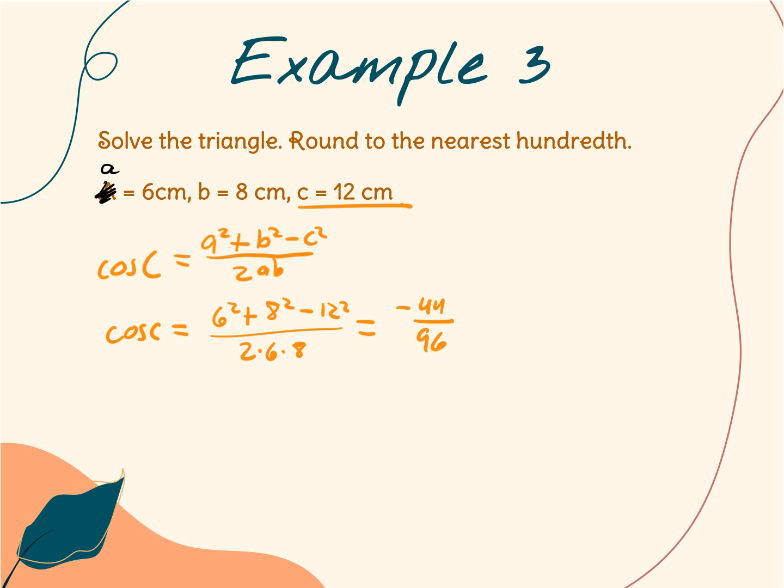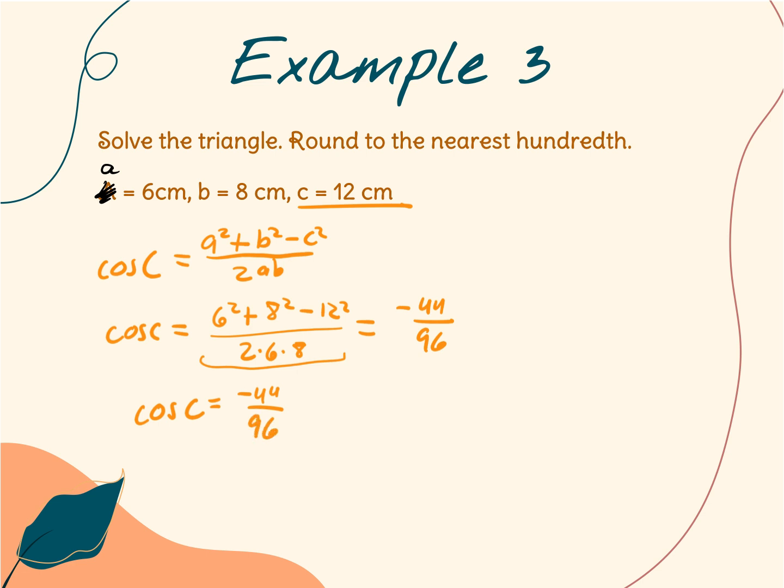All right, you guys can use your calculators to simplify the top and the bottom first before doing anything else, right? So I wouldn't plug all of this into the calculator in just one go, right? You could if you know how to use your calculator, but a lot of people make mistakes when plugging this in, right? So just simplify the top, simplify the bottom, and then go from there. All right, so we get cosine of angle C is negative 44 over 96.